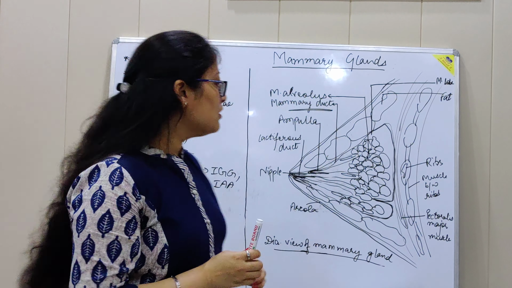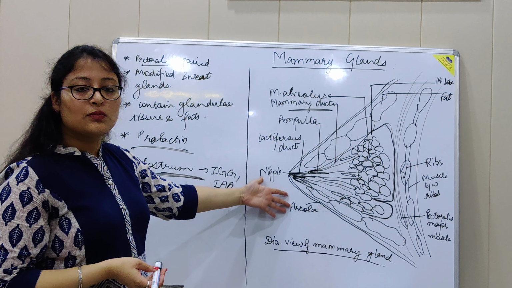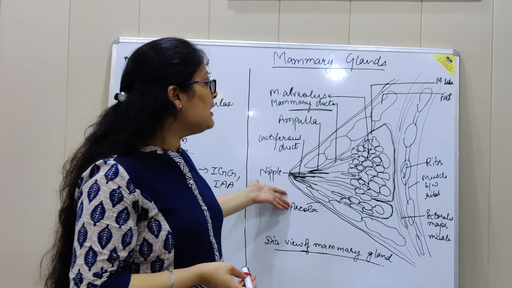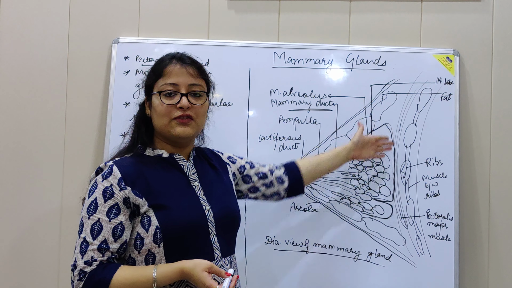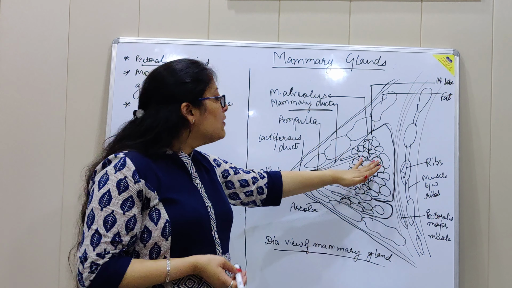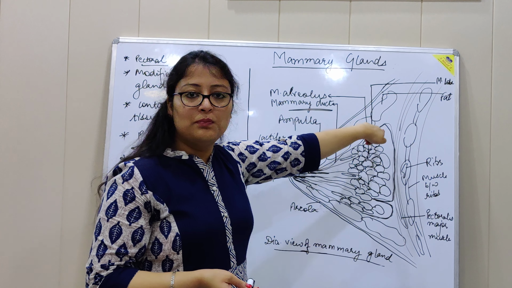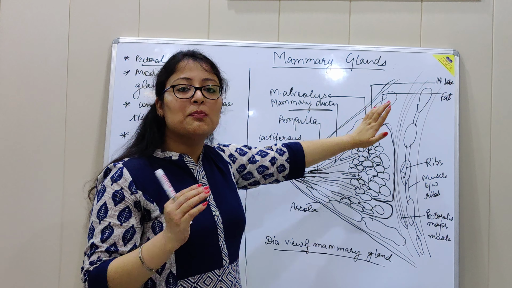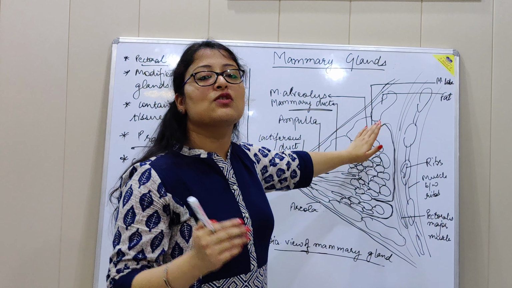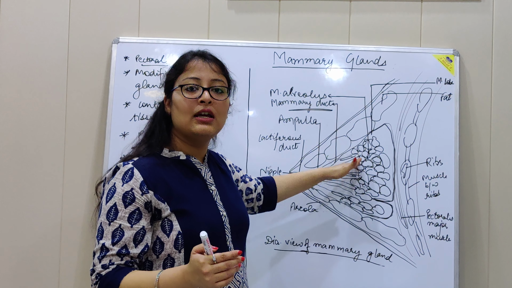I hope you all understood the things. I made a diagram to make it very clear to you, and I'll give you a brief of this as well. This structure is known as the mammary lobe. The mammary lobe is formed by, meaning it consists of, sebaceous glands, and further it consists of alveoli.